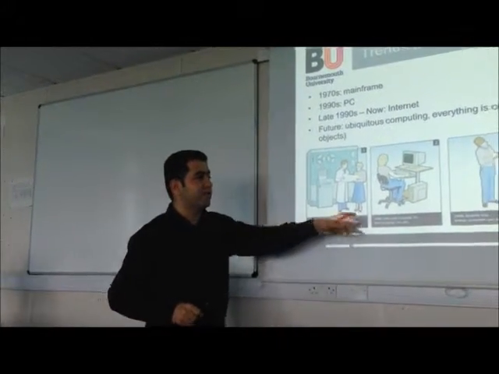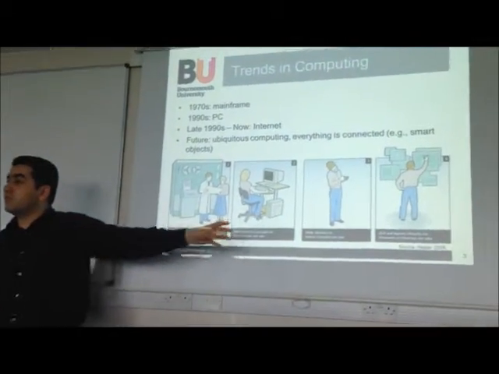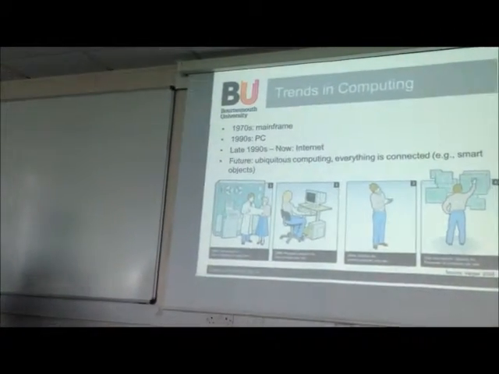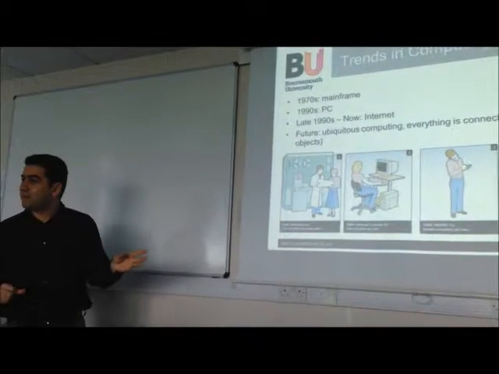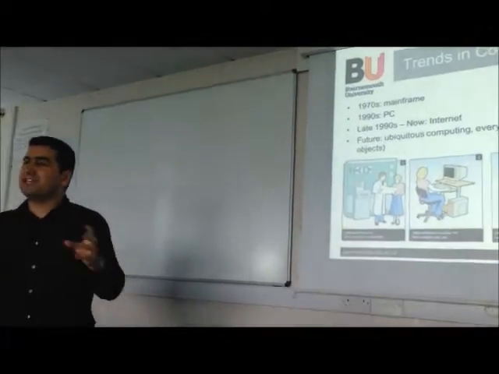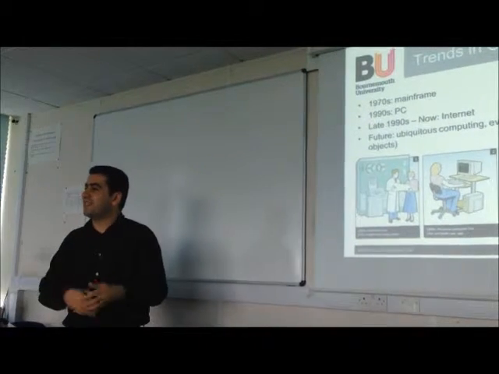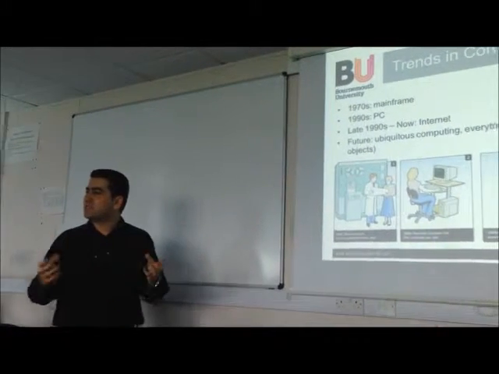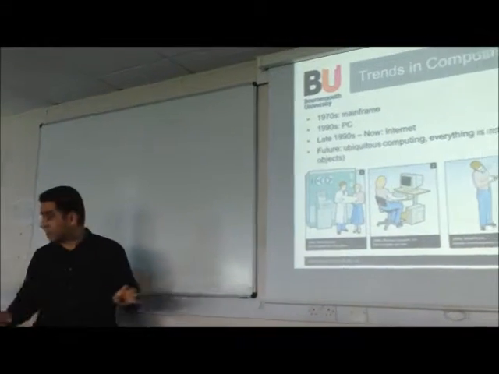An example of ubiquitous computing is smart meters which you have in your houses. Nowadays, if you're using electricity, you could get charts and graphs showing you your consumption, what time of day you use it and so on. So smart meters are just an example of that.